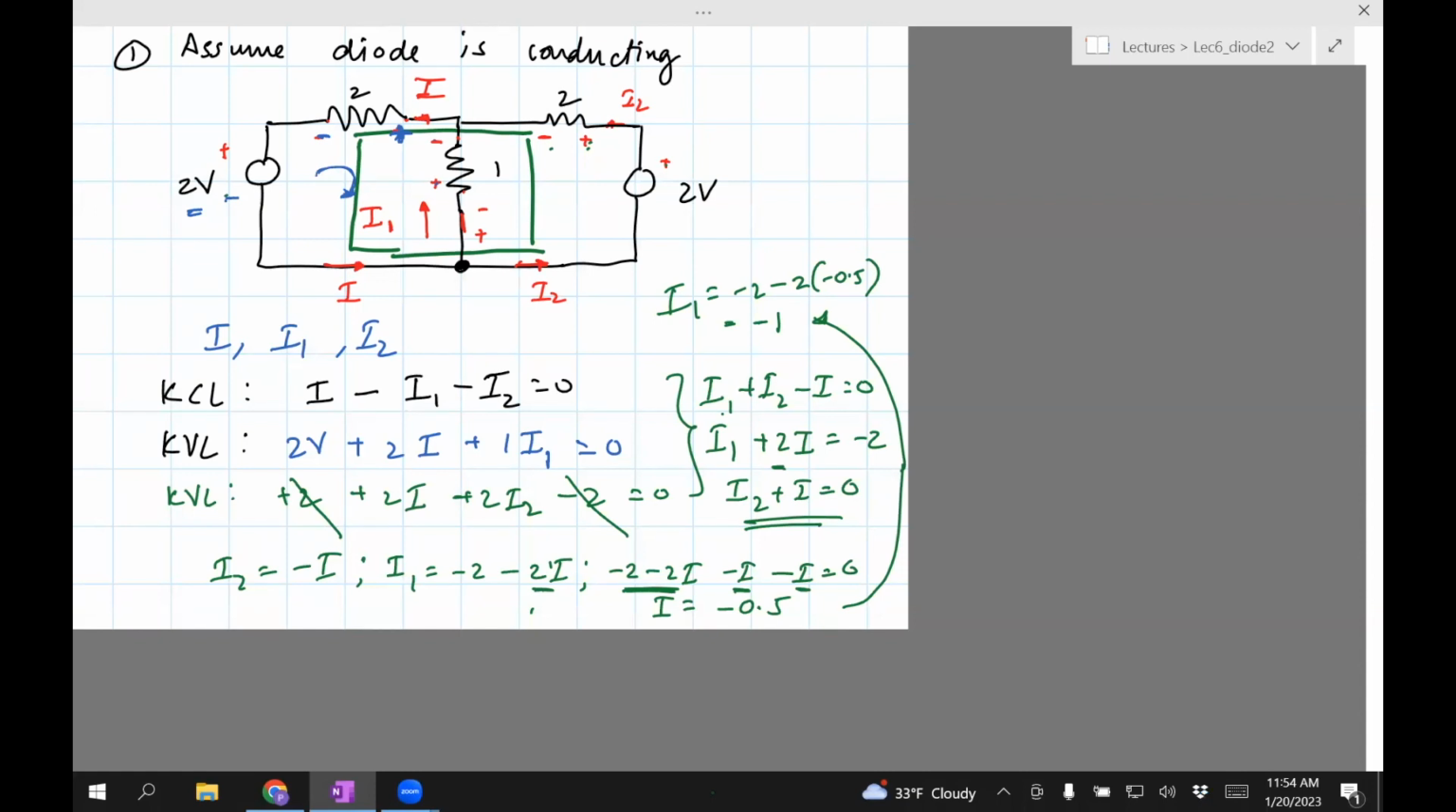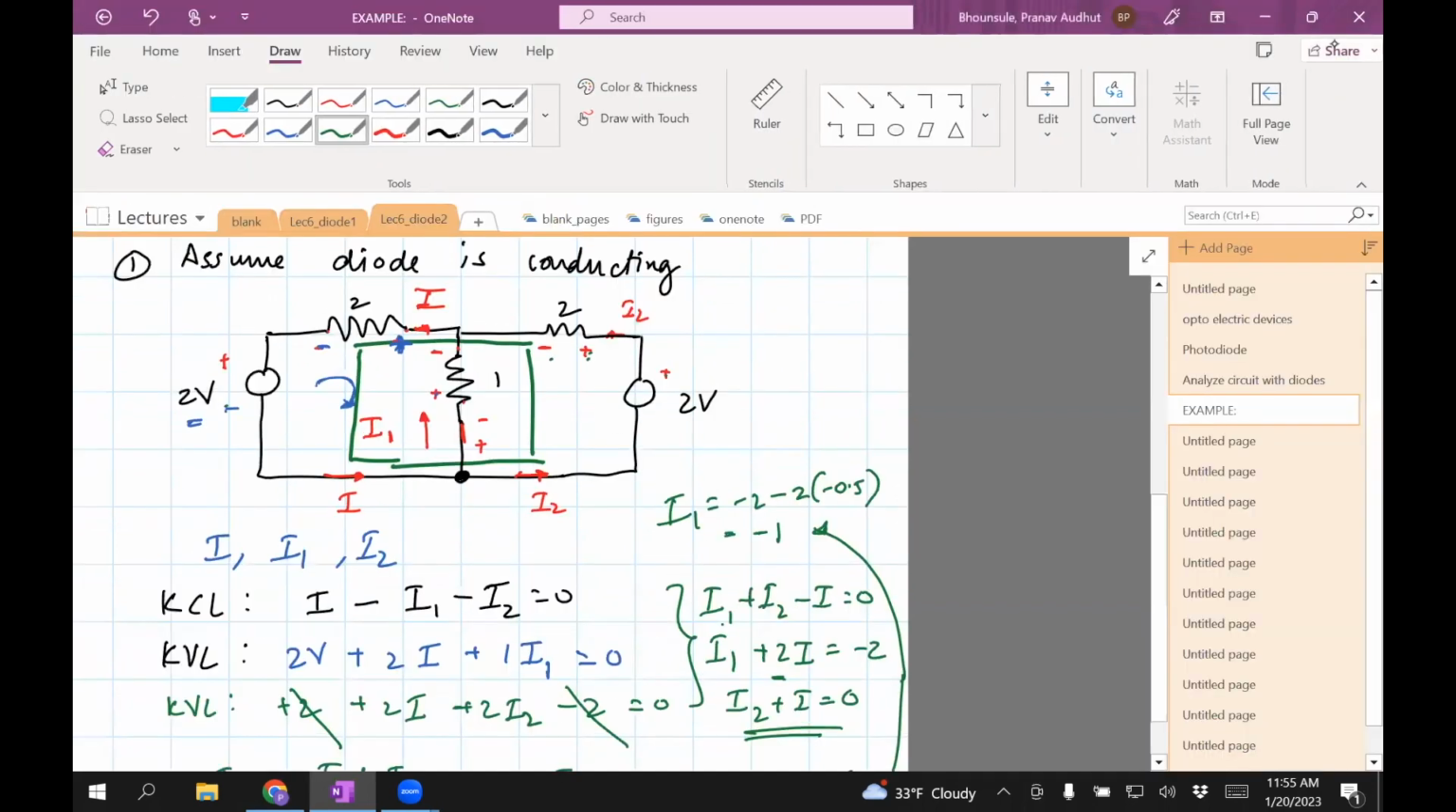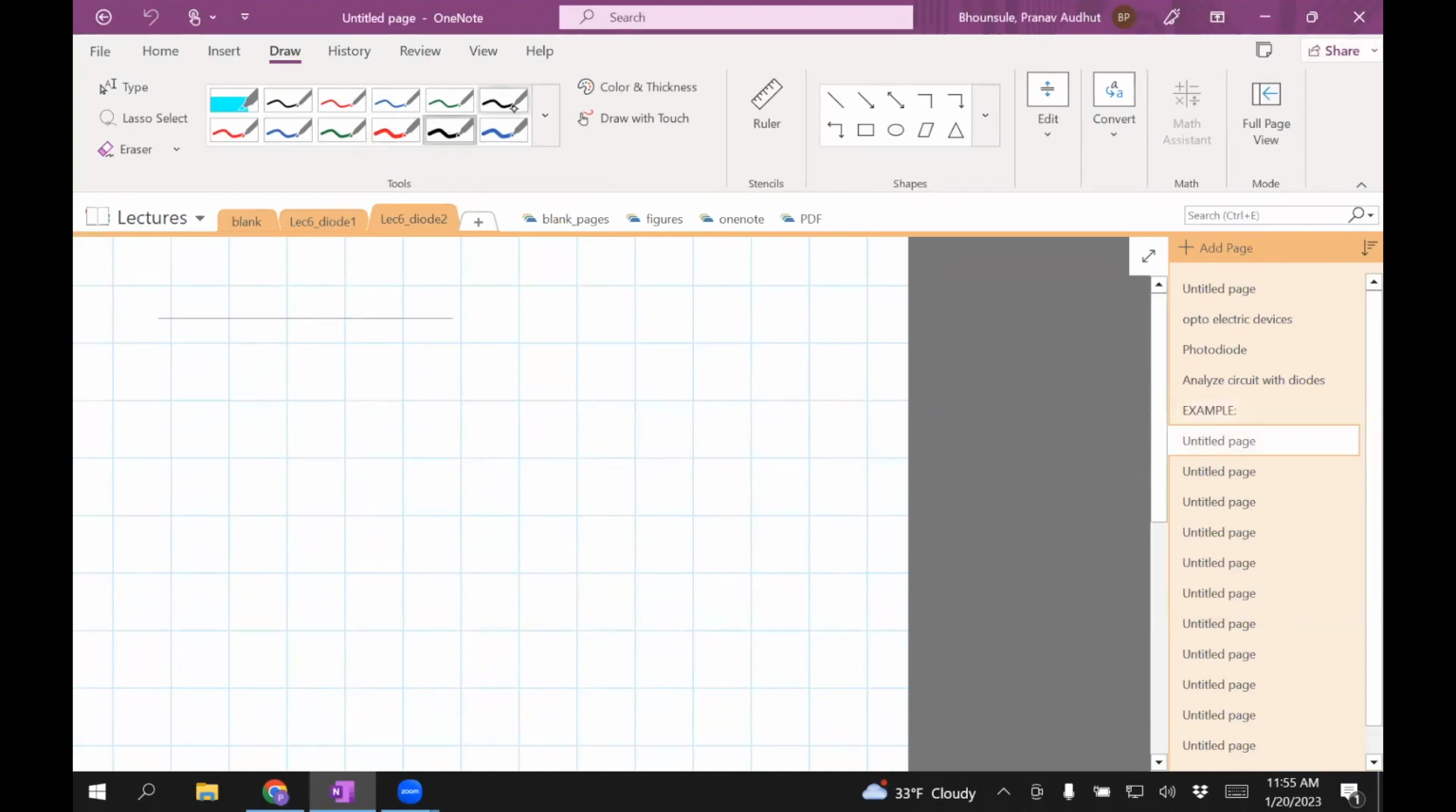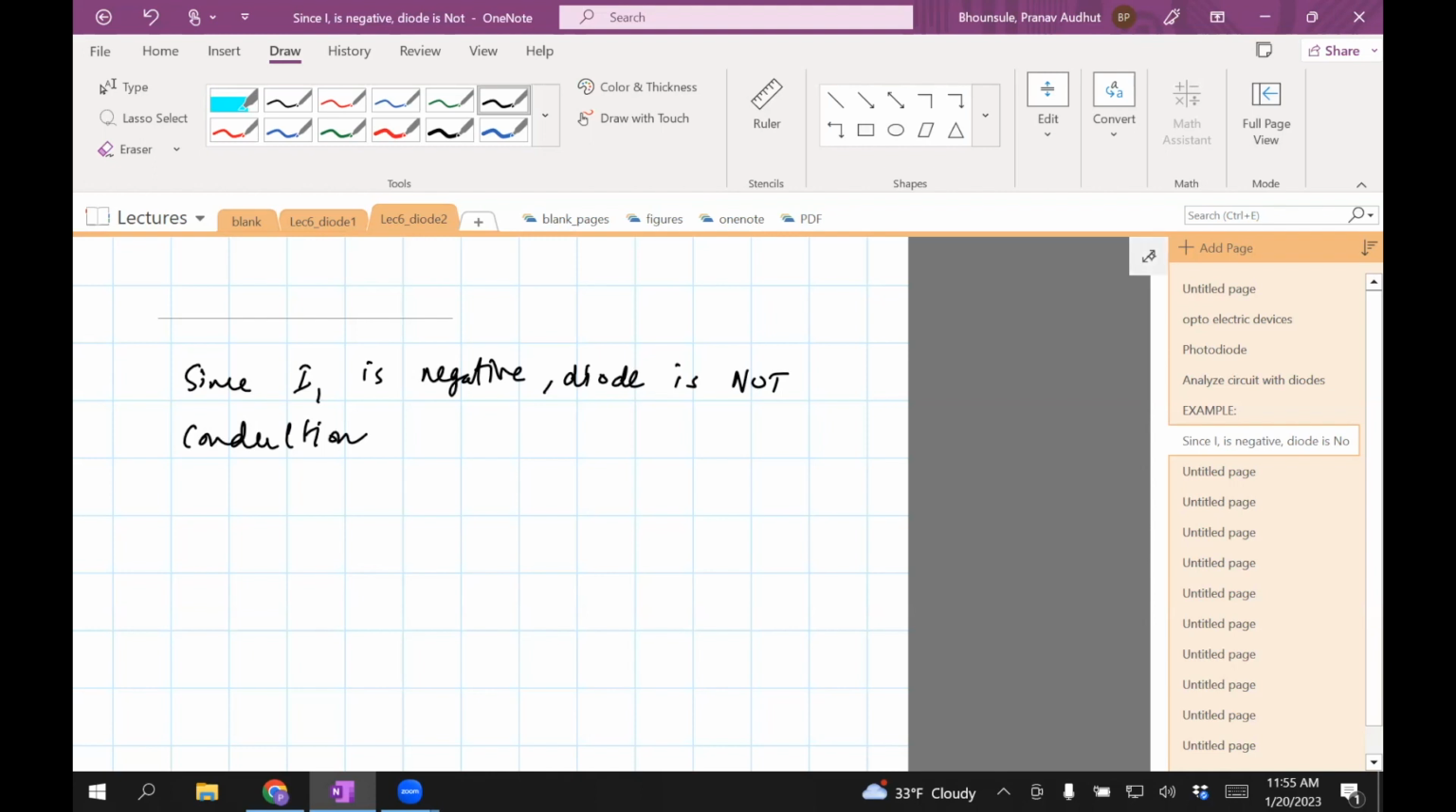So looks like I1 is minus 1. Now we have found that I1 is actually negative of what we originally assumed it to be, which means that the direction of the current is opposite of what we assumed, which means that the diode cannot be conducting. It has to be non-conducting. Since I1 is negative, the diode is not conducting, and so we need to repeat this analysis assuming the diode is not conducting.